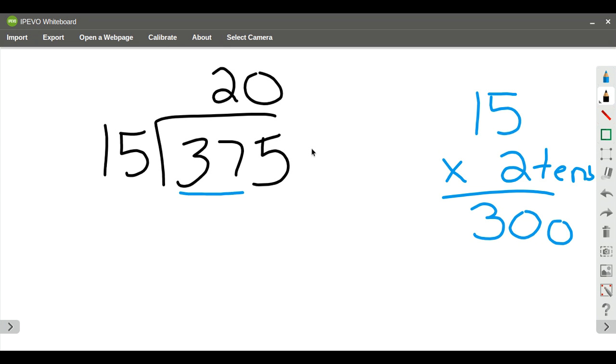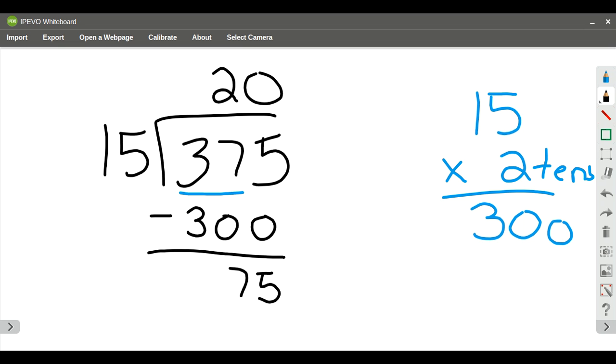Then I'm going to multiply, which I've already done. 15 times 20 is going to be 300. I'm going to subtract, and I'm left with 75.